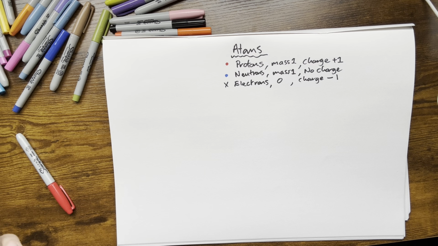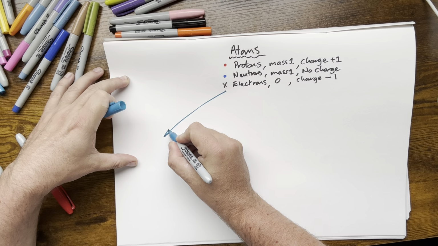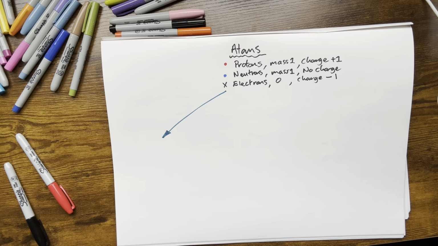To change an atom, we can change the relative numbers of these subatomic particles. And what I want to do just briefly is talk about what happens when we change numbers of protons, numbers of neutrons, and numbers of electrons. So let's start with protons.